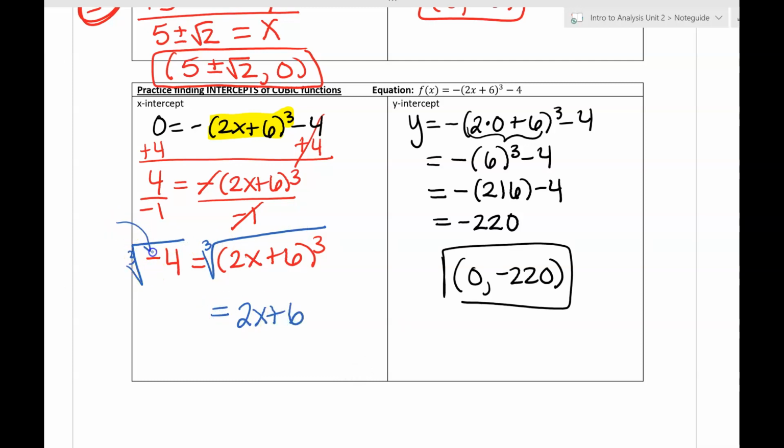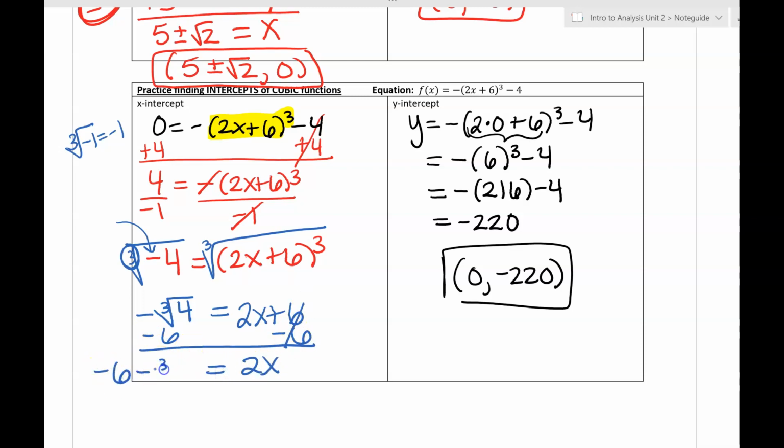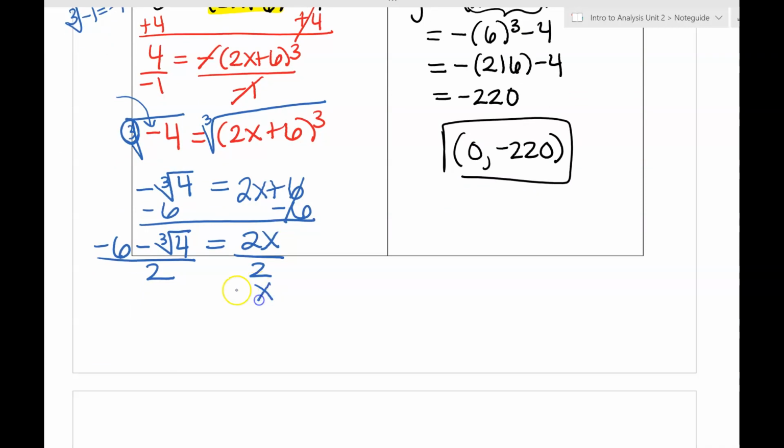And you guys might be freaking out because there's a negative inside a radical here, but it's a cube root. The cube root of -1 is -1. Okay, we can take cube roots of negatives. So this is negative. I don't know the cube root of 4, so we're going to leave it written as cube root of 4. And now we're going to work on getting x alone. So we're going to subtract 6. So we have 2x equals -6 minus the cube root of 4. And we're going to divide by 2.